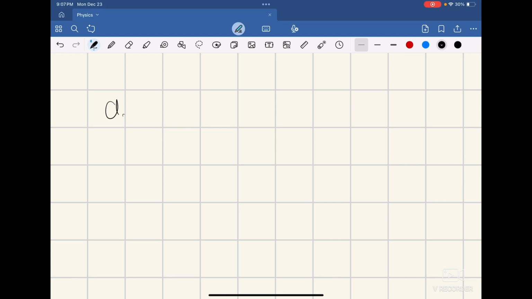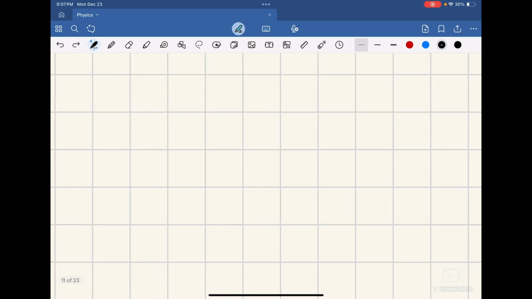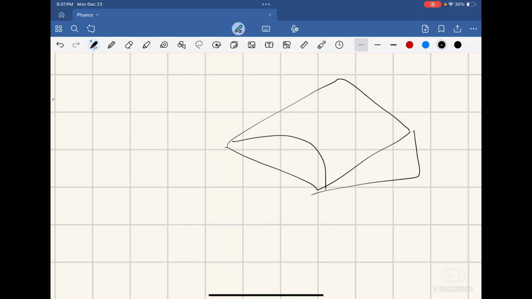So let me draw the board real quickly, as it will come in useful later. Something like this, right? Launch right here. This is phi, and this is theta. This is d, and we'll just denote this as h. So there's an initial velocity.